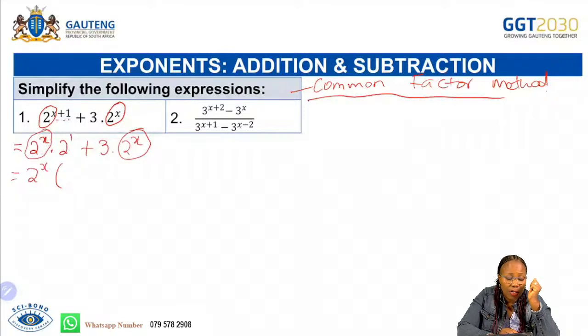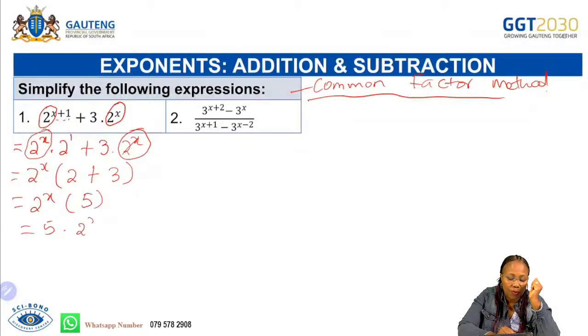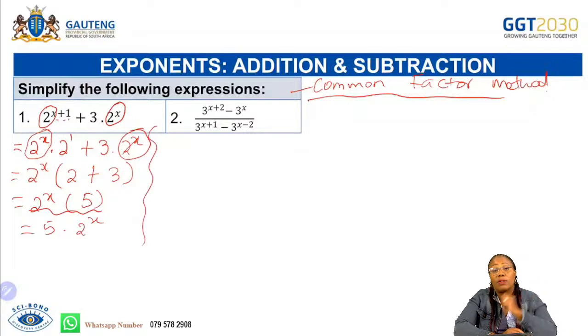And then this will be equal to common factor 2 to the power x. Then when you take out 2 to the power x here, you are left with 2. Plus you take out 2 to the power x, you are left with 3 there. Then this will be 2 to the power x into 5. So now this will be 5, 2 to the power x. Or you can leave it there, it's fine with grade 12. So that is how you solve the addition and subtraction. Can you see? It is applying a common factor method.